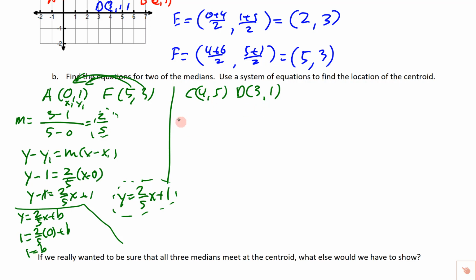Okay, now we'll do this one. So the slope on this one, y2 minus y1, so 1 minus 5, over x2 minus x1, so this is going to be 3 minus 4. So this is a negative 4 on the top and a negative 1 on the bottom. So I get a slope of 4. Good? Okay.